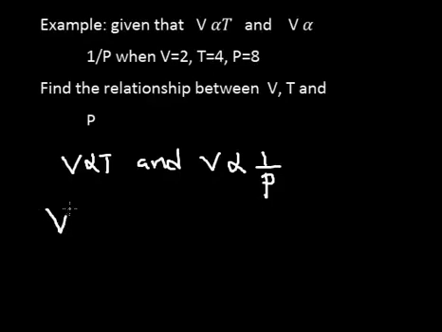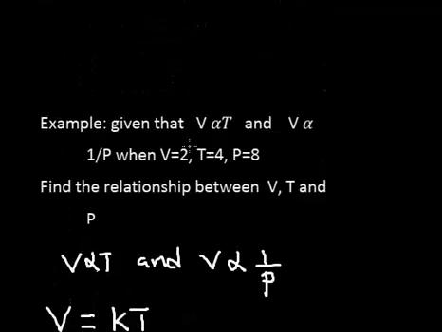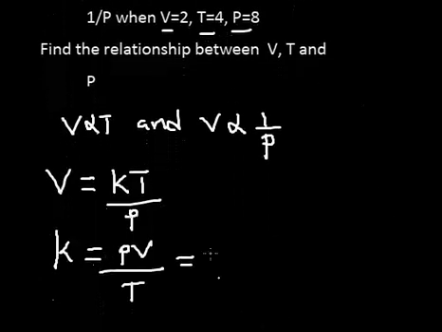So first of all, let's create the relationship. That simply means that v is equal to k, then of course kt all over p. I need to get this constant because that is what will help me get anything I want. If I cross multiply, the constant is going to be pv divided by t. I've done this before. So we are now given the initial values. Let's put the initial values into the expression, when v is equal to 2, t is equal to 4, p is equal to 8.